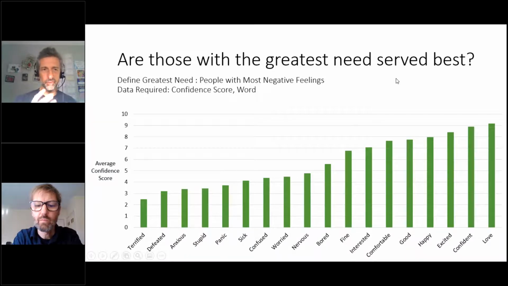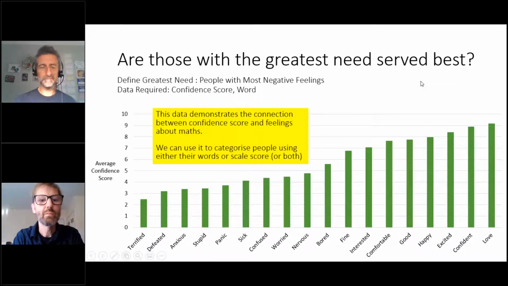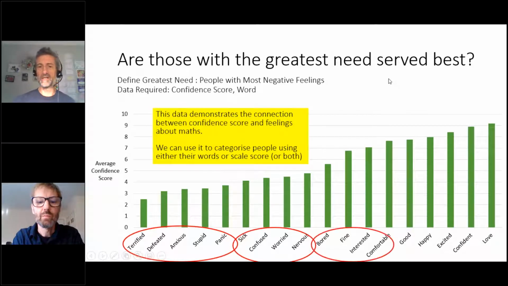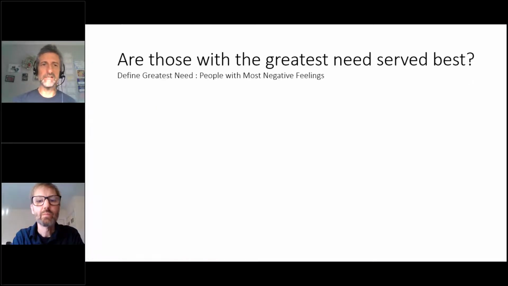And this then allows us to group individuals into categories of need. So slightly arbitrary, the groups, we decided to choose 4 groups. And because we got 18 words, we can't divide them equally into numbers of words. But we chose the bottom 5, terrified through panic, to be the definition of the greatest need, changing from sick through nervous, and then bored through comfortable, and finally good through love. So that's our need.